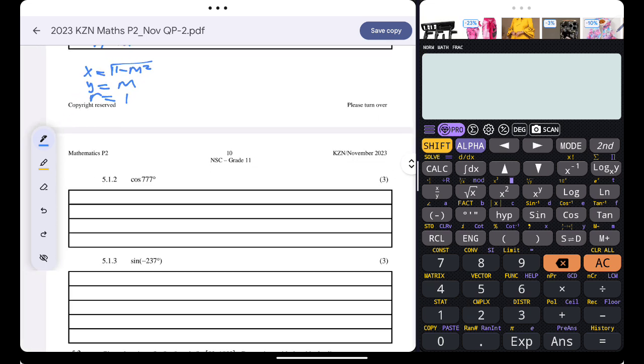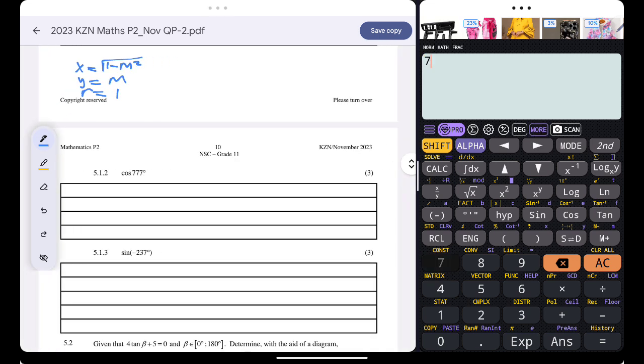Okay, now I have the cos of 777. The minute I have angles which are larger than 360, all I need to do is just subtract 360 until my angle becomes smaller than 360. Are we together? When I take 777 and subtract 360, I'll get 417, which is still greater than 360. I need to subtract 360 as well. Then I'll get 57. They want me to find the cos of 57 degrees. Cos 777 degrees is equal to the cos of 57.